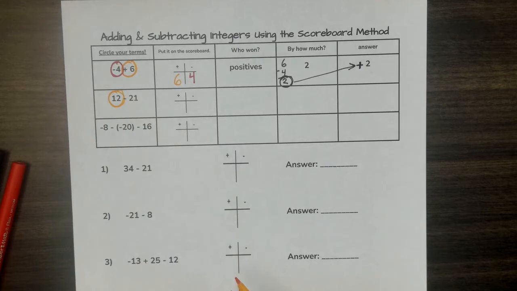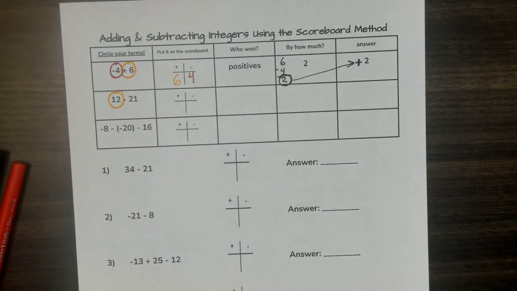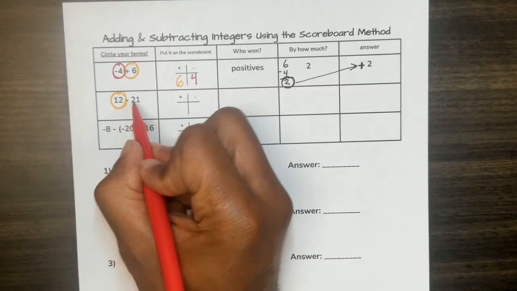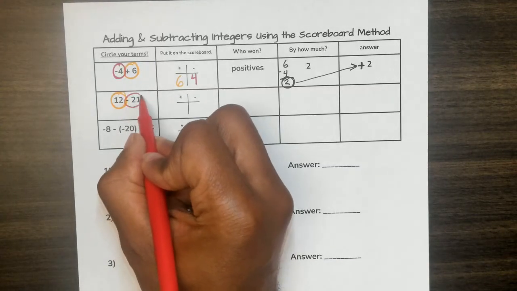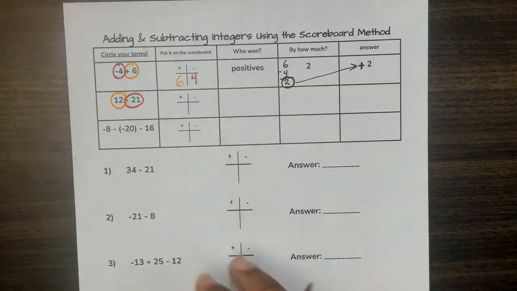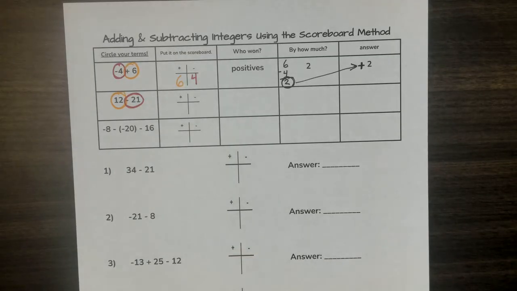And when there's no sign in front of a number, it's automatically positive. And then our second term, there's a negative right here. So we circle that whole term. So this is a negative 21.